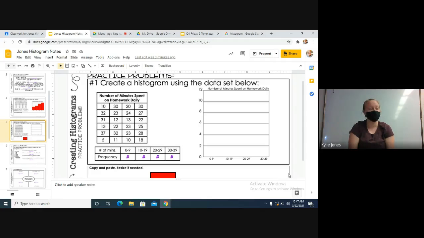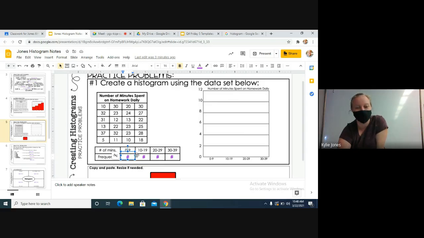So we need to count up our intervals. Notice that your intervals are bigger this time. Instead of 0 through 4, we have 0 through 9 minutes spent on homework. And then 10 through 19 minutes spent on homework. 20 through 29 minutes spent on homework. And 30 to 39 minutes spent on homework. So let's do 2 of them together, and we'll do 2 separate. Let's start with 0 through 9. Let's count them up. I see 1. There's only 1. One kid spends 5 minutes on their homework, so that is a 0 through 9, right? Okay. 10 through 19 might have some more, right?